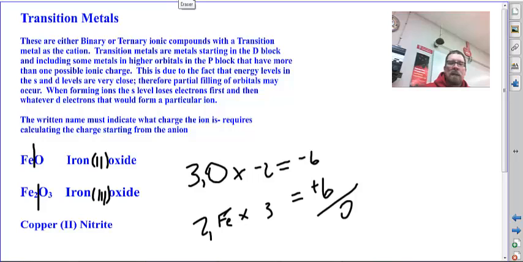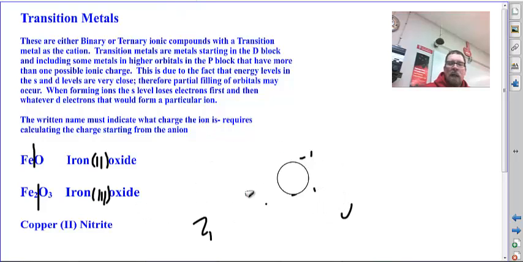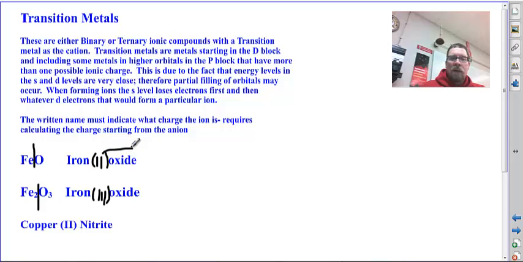So the naming is just naming it as you would any other binary, or in this case here a ternary compound, but in the written words you need to indicate the charge of one, and just one. This indicates the positive charge of the cation. It is not, I repeat, it is not the subscript. Okay? It's the charge. Let's do this example.